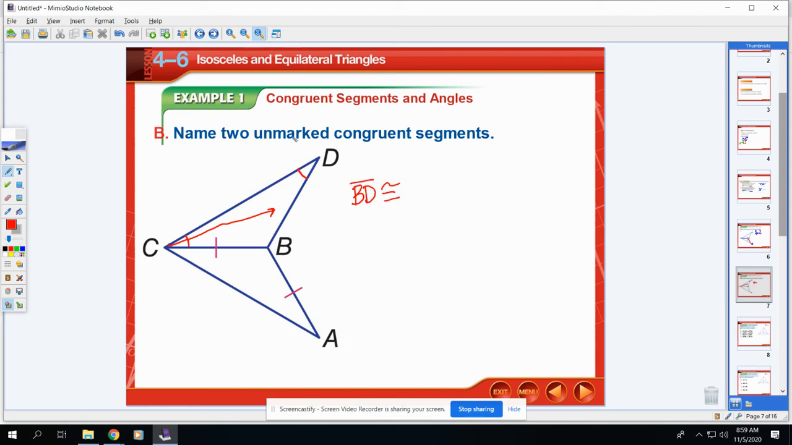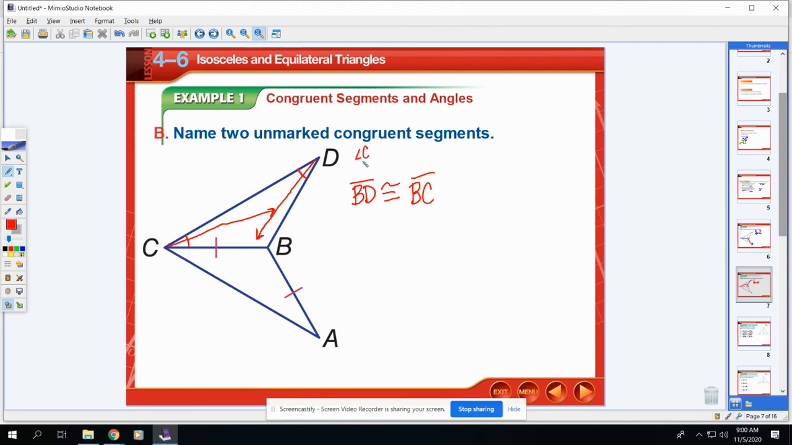All right, so BD is going to be congruent to the side that is opposite of angle D. So if we drew a straight line out of angle D, angle D would be opposite of BC. Okay, BC. So the two unmarked congruent segments here would be BD and BC.